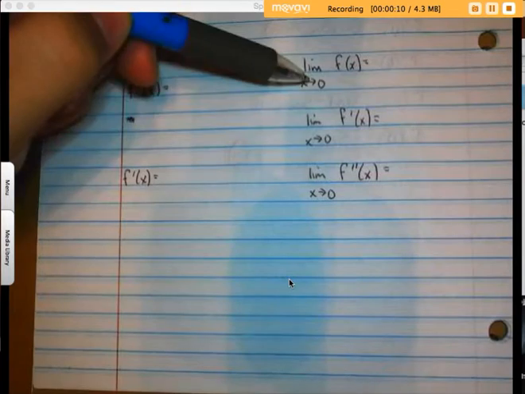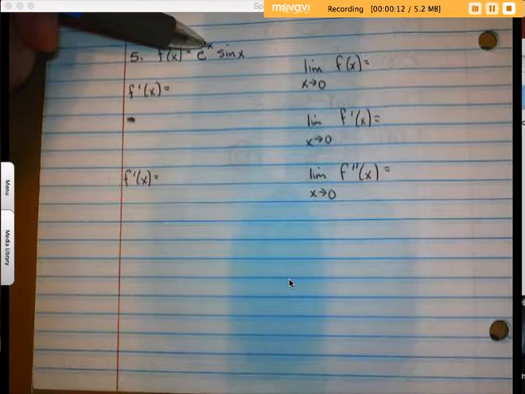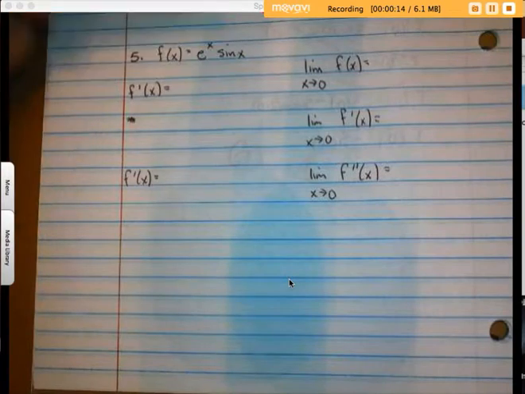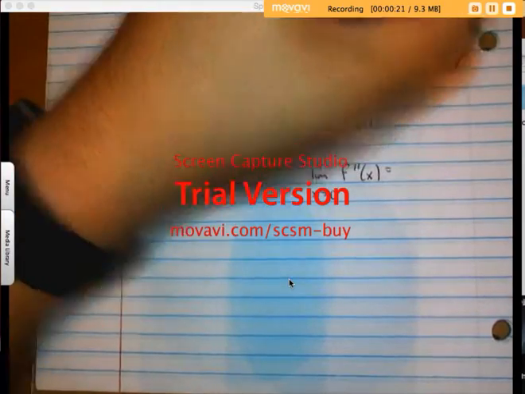Well, if I plug in 0 into this, I'll get e to the 0 times sine of 0. Sine of 0 is 0. e to the 0 times sine of 0, and that's just 0. So the first statement is true.